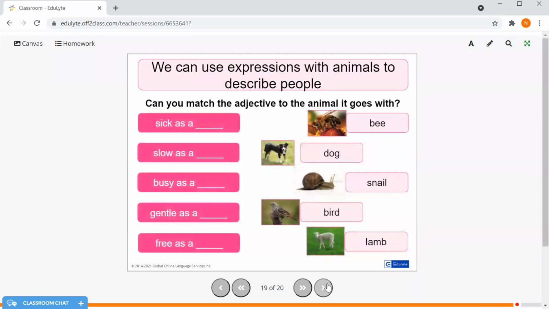Okay. Next, let's understand a few other animal idioms that we can use to describe people. Sick as a dog, slow as a snail, busy as a bee, gentle as a lamb, free as a bird. I'm sure we have heard about these two idioms, busy as a bee or free as a bird. So these are a few other idioms that we can use.